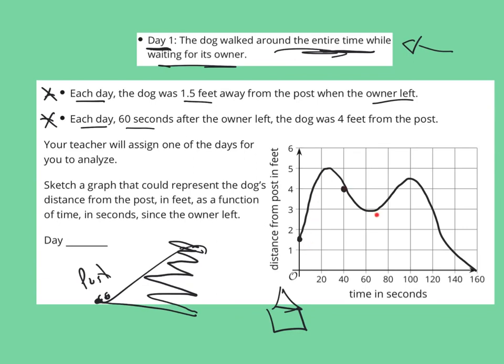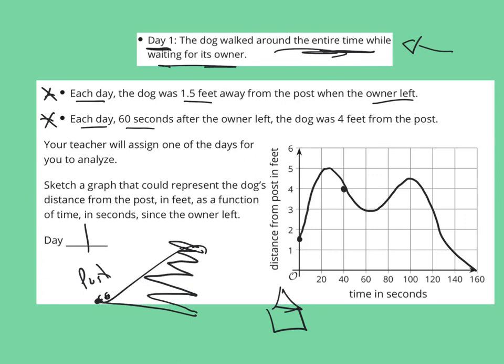Again, at any given moment, if the dog's walking around, the distance is constantly changing. At 80 seconds, the dog is about 3.5 feet away. At 140 seconds, he's about a foot away. At 120 seconds, about 3 feet away. At 20 seconds, he's about 5 feet away. All makes sense. Okay. And this is on day 1.